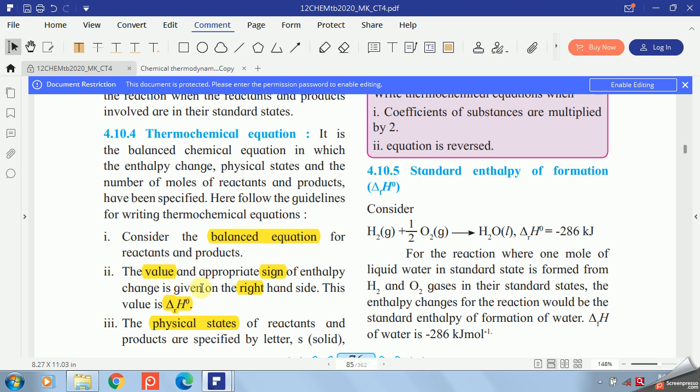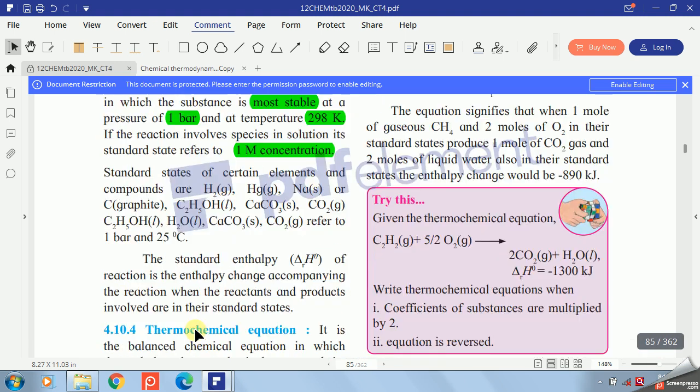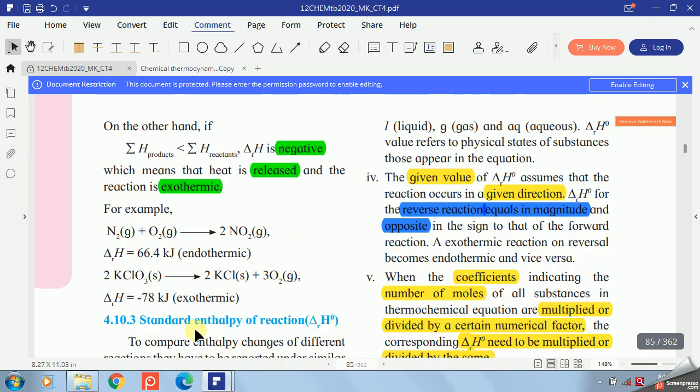The value of the heat of reaction, with the appropriate sign of enthalpy change, is given on the right hand side of your equation, and it is denoted with delta r H naught for standard heat of reaction or enthalpy of reaction. Then we have to mention the physical state of the reactants and products: s for solid, l for liquid, g for gases. So you have to mention that in your equation.